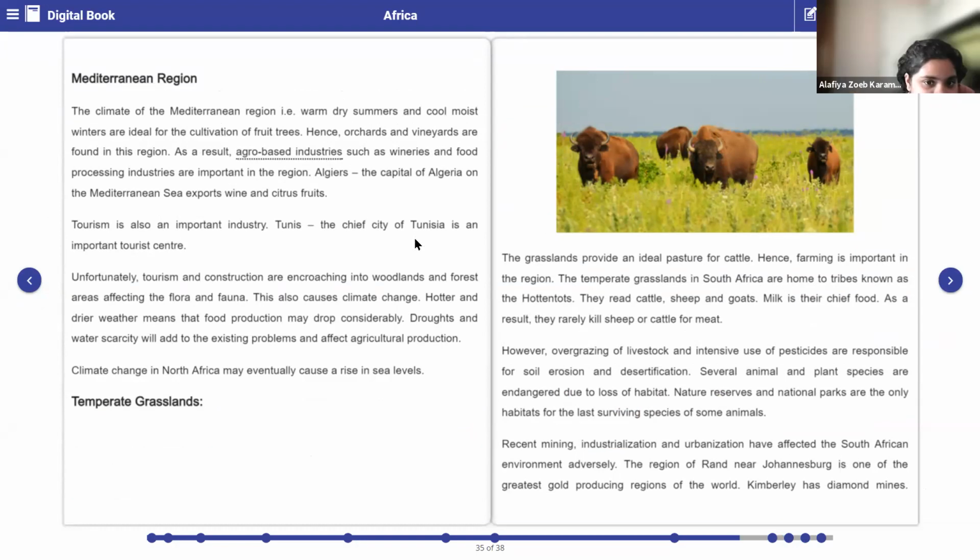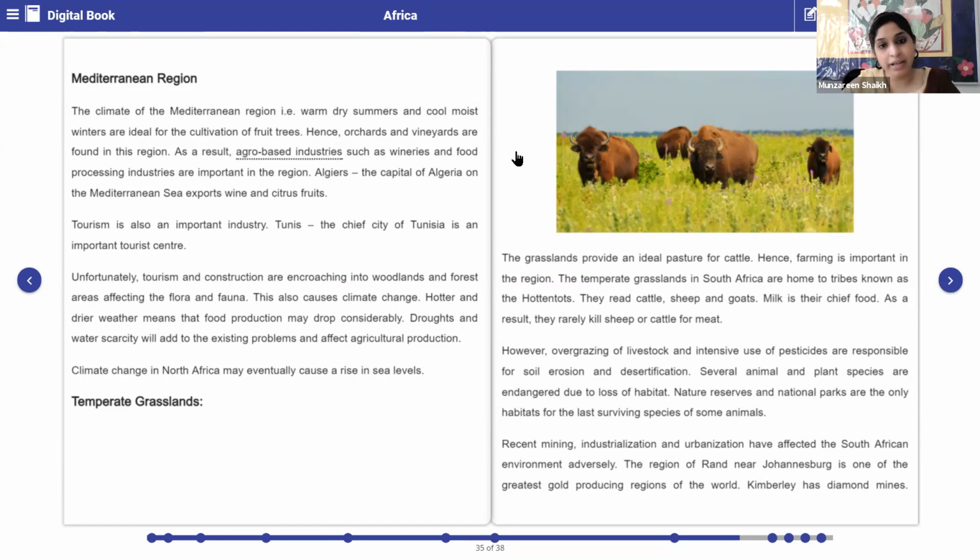Then let's begin. This is the Mediterranean region. Now let us see how is the lifestyle of the people living in the Mediterranean region. What occupation they are doing, what things they are growing, what crops they are growing. What are the other occupations they are involved in? Let's study that in detail.